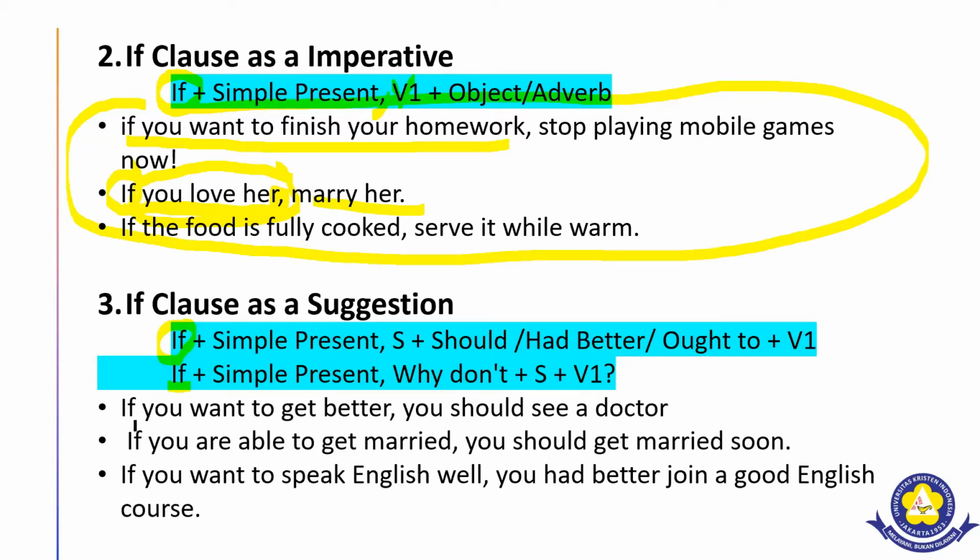So these are the examples. If you want to get better, you should see a doctor. If you are able to get married, you should get married soon. If you want to speak English well, you had better join a good English course. So this is the conjunction if, then followed by simple present, and then the subject and also the modals should, had better, and also the verb 1, and then it also plus an object or an adverb.